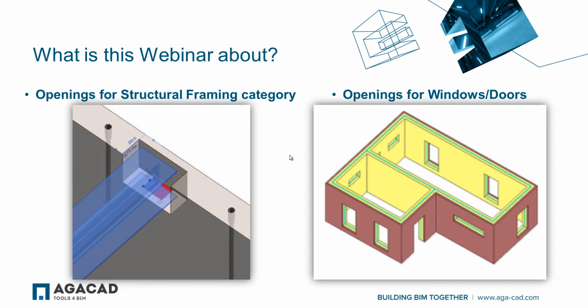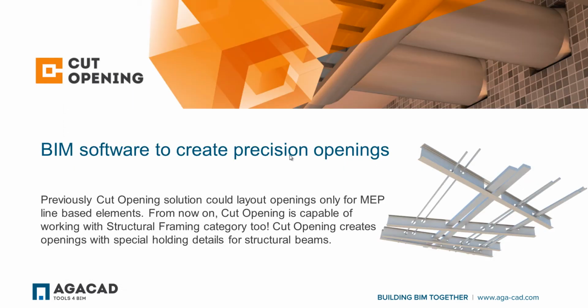We're going to speak about two different topics. One is a brand new topic, openings for the structural framing category, and another is openings for windows and doors. Then we have a linked architectural model, and we have current structural walls inside of our project. We're going to use the cut opening software, the BIM software, to create precision openings.